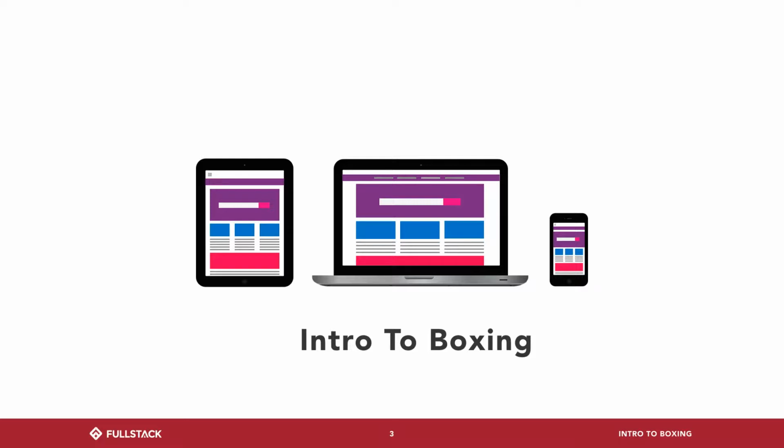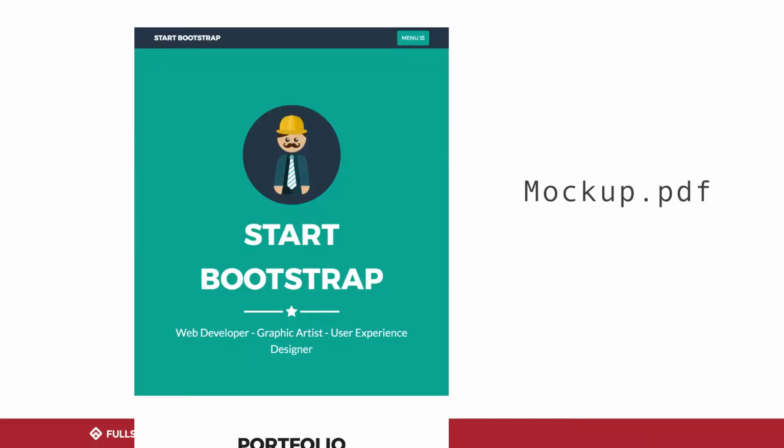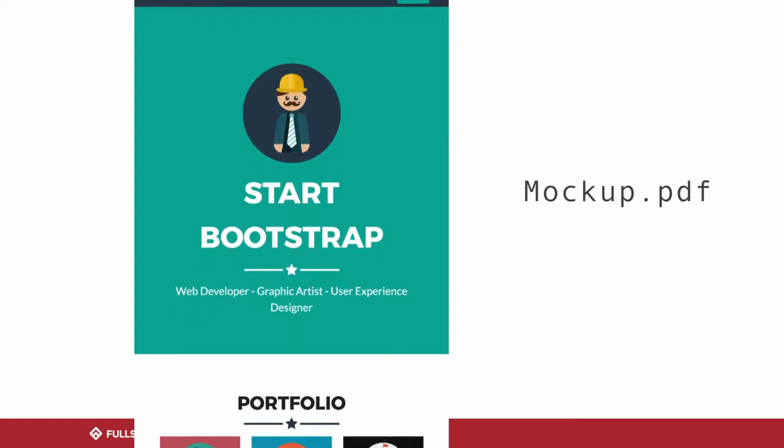So I'm talking about the CSS box model, which is the description of how CSS lays out everything on the page. So box diagramming is a way of taking a mock-up that a designer might give you and figuring out what are all the pieces of it that should eventually be translated into HTML elements, and how you're going to specify the layout of those elements in CSS.